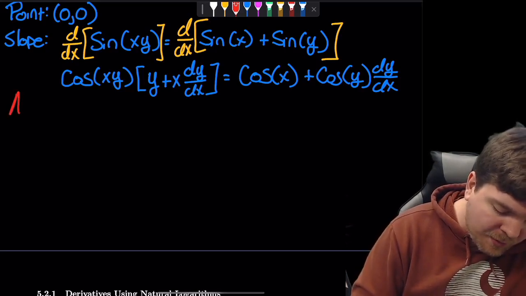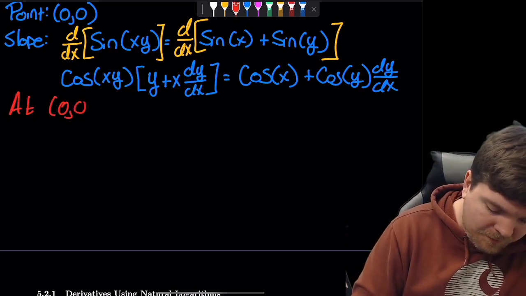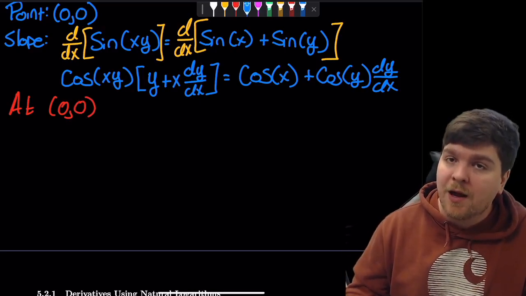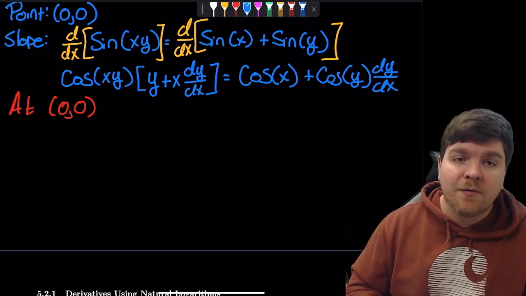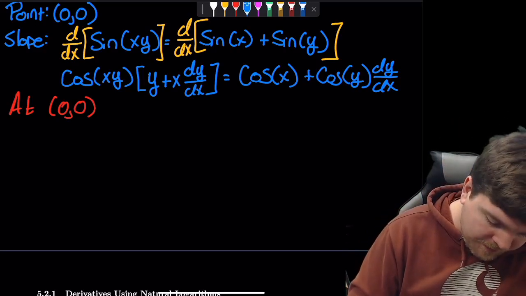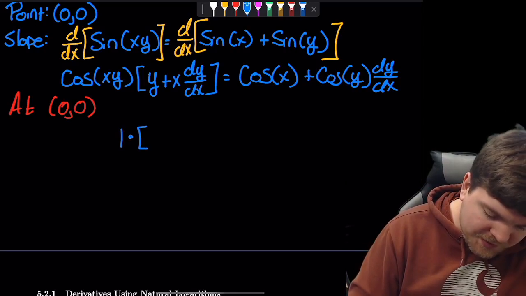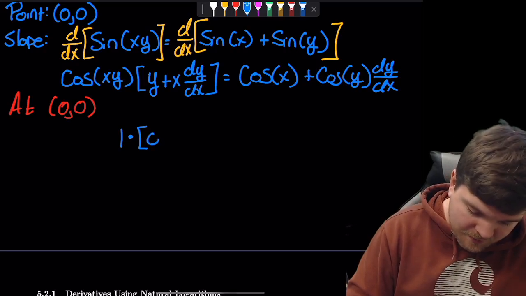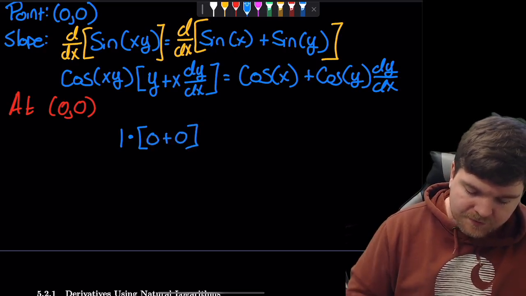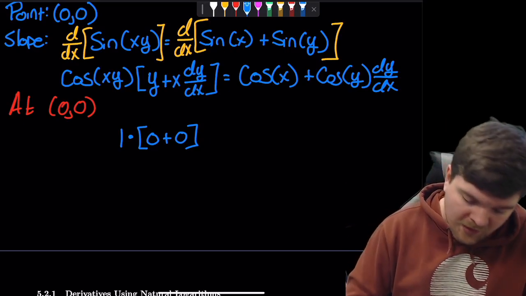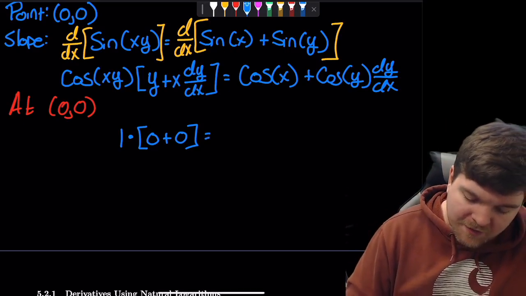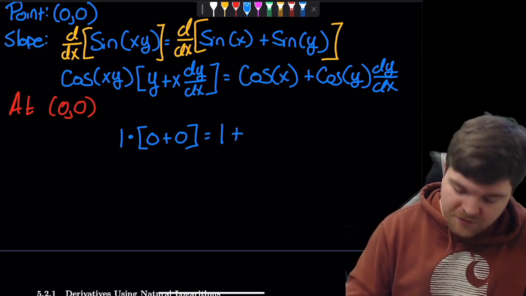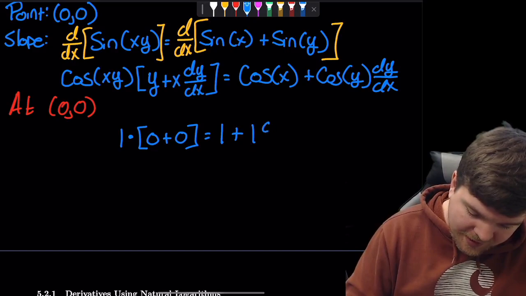So let's say at the point 0, 0, what I'm going to do now is plug in 0 for x, 0 for y, and let's see what happens. We'll be left with the cosine of 0, which is 1, times y plus x dy dx. Well, y is 0, x is 0. That's going to be equal to cosine of x, which is 1, plus cosine of y, which is also 1, times dy dx.